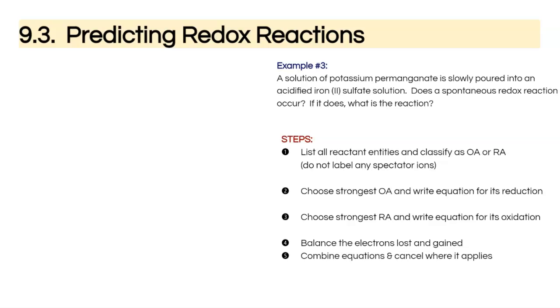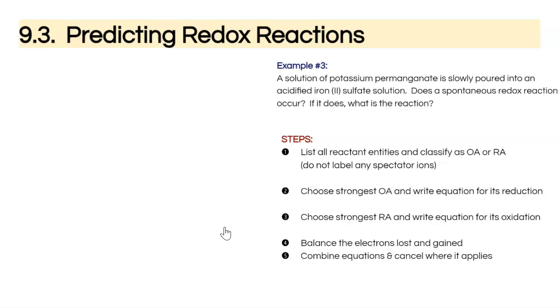Okay, so I think it's important to have some solid notes on this to break it down for you. I have some steps here. I'm hoping that you've completed step 1 for this reaction, and then maybe a little bit beyond. The first step is always to list all reactant entities and identify them as oxidizing agents or reducing agents. And we're not going to worry about spectator ions, so let's get to it.